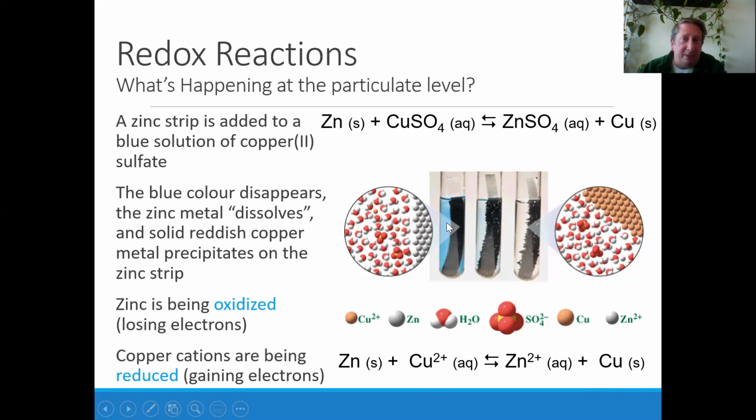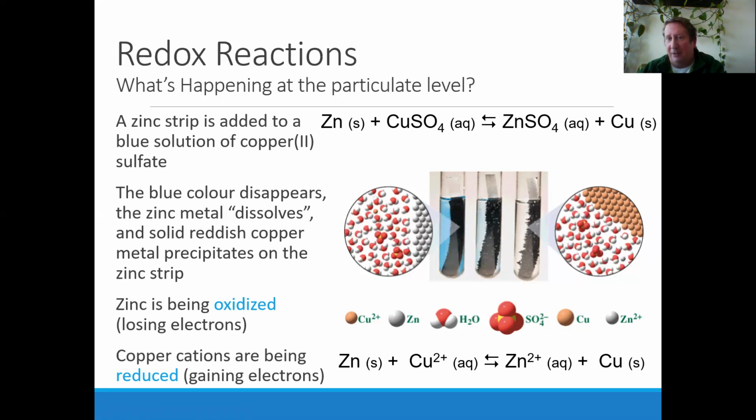Looking at the picture, we can see that the blue color essentially disappears. At the end, there's really no blue visible, which means this reaction is pretty much complete. The copper 2 plus concentration pretty much goes to 0. And in its place are zinc 2 plus ions, which must be colorless because the solution at the end is a colorless solution. So we have here a spontaneous redox reaction.